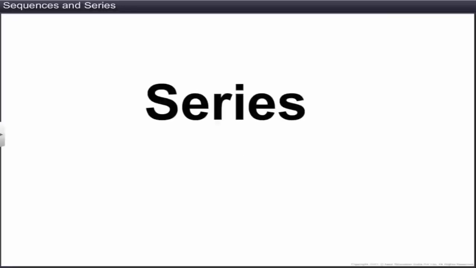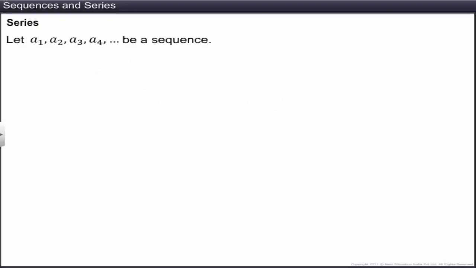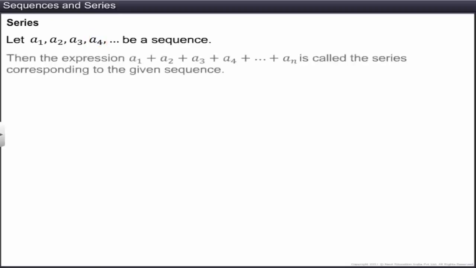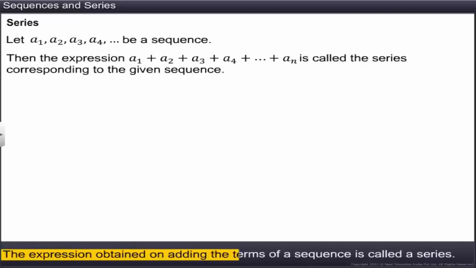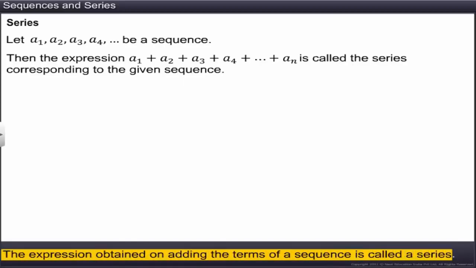Let us now learn about series. Consider a sequence with the terms A1, A2, A3, A4, and so on. Then, the expression A1 plus A2 plus A3 plus A4 and so on up to AN is called the series corresponding to the given sequence. Mathematically, the expression obtained on adding the terms of a sequence is called a series.